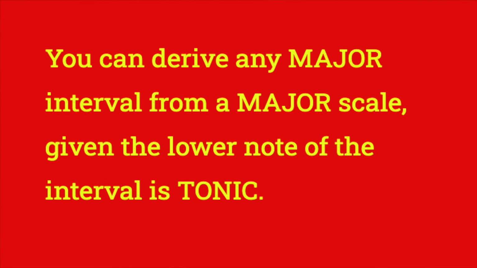What I want to talk to you today is about quality, and we're going to start with major and minor intervals. So there are 5 qualities for intervals: major, minor, perfect, diminished, and augmented. But we're going to just start with major and minor. The first thing you need to know is that you can derive any major interval from a major scale given that the lower note of the interval is tonic. Let me show you how this works.